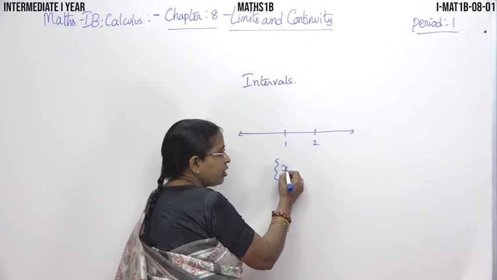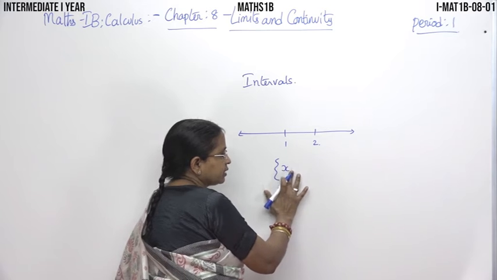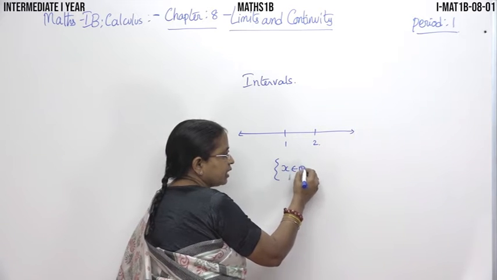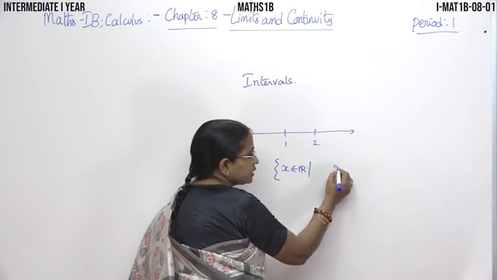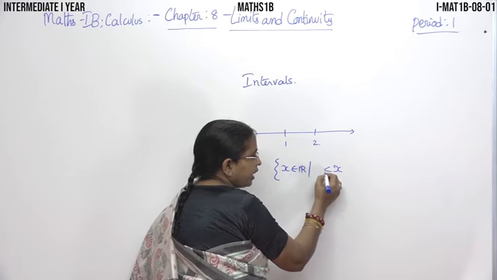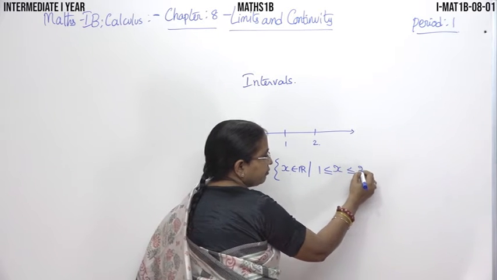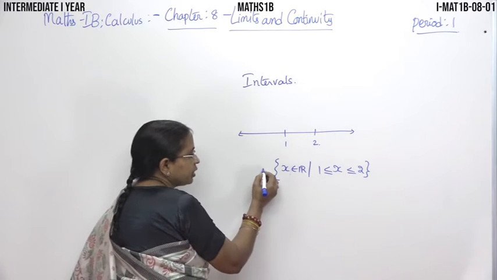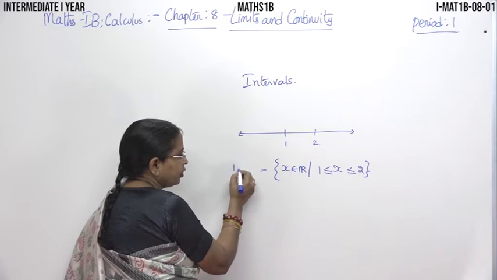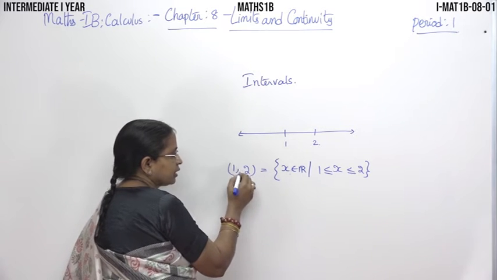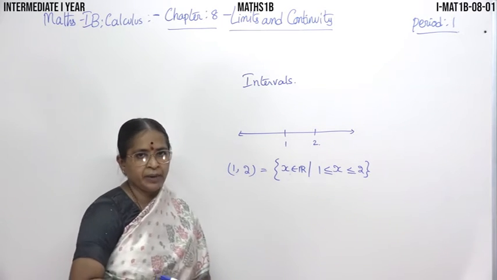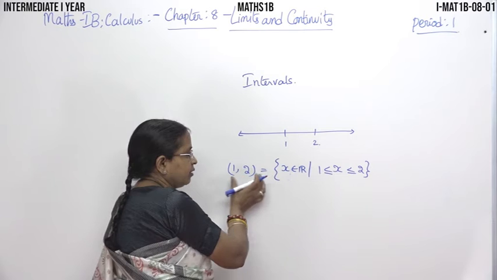The set of all x such that x is a real number and x lies between 1 and 2. This is denoted by an interval. We denote this by (1, 2) like this. It looks like an ordered pair, but here it is a set.